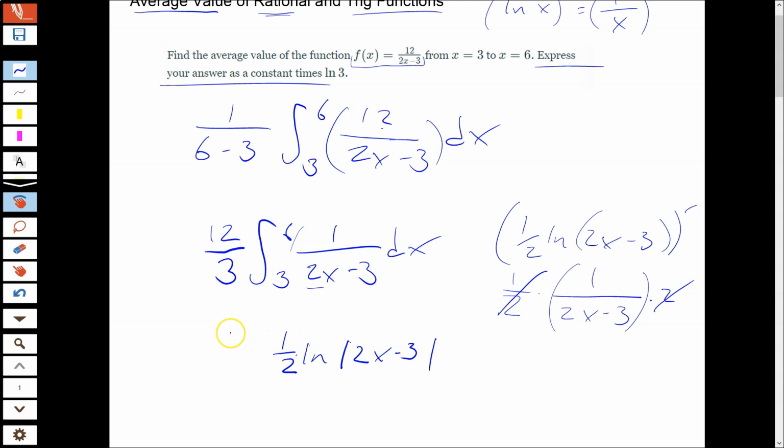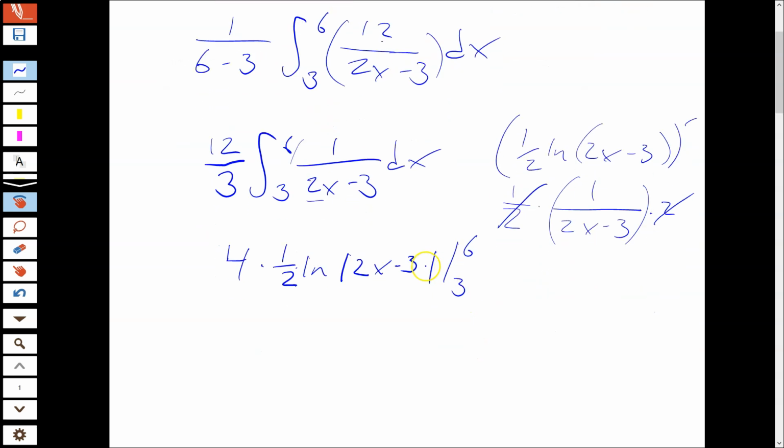I still have my 12 over 3 in front. 12 over 3 is just 4 though. And I'm evaluating from 3 to 6. Okay. I'll simplify that a little bit more. So 2 times the natural log of 2x minus 3 from 3 to 6.